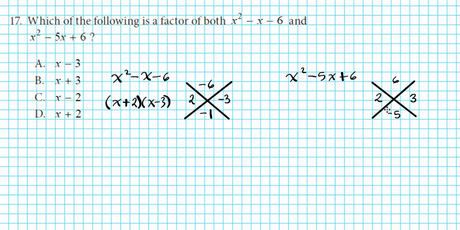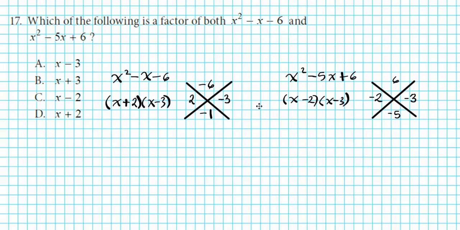The sum is negative and is bigger than both of them, so both of them have to be negative. And when you multiply -2 and -3, you get +6. All right, so we have (x - 2)(x - 3).